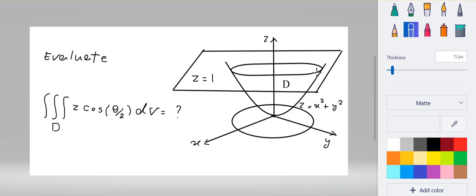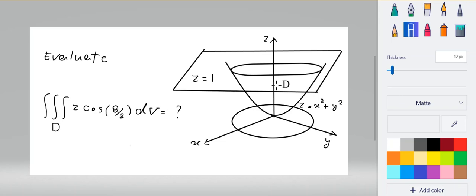Look at here. We have this paraboloid, you can see here, with this equation, z equals x squared plus y squared. We cut this paraboloid by the plane z equals 1. So you can see the region D is this. From below, region D is this paraboloid. From above we cut it with this plane z equals 1. So this is our region D.